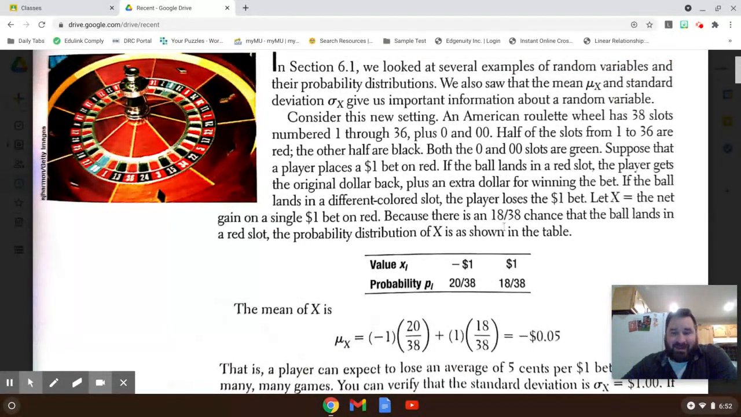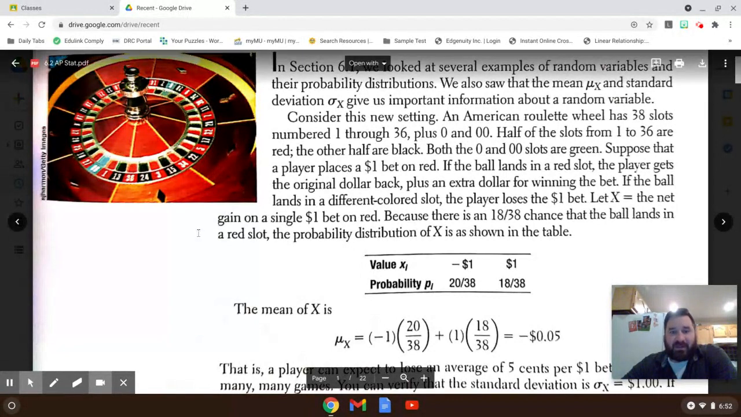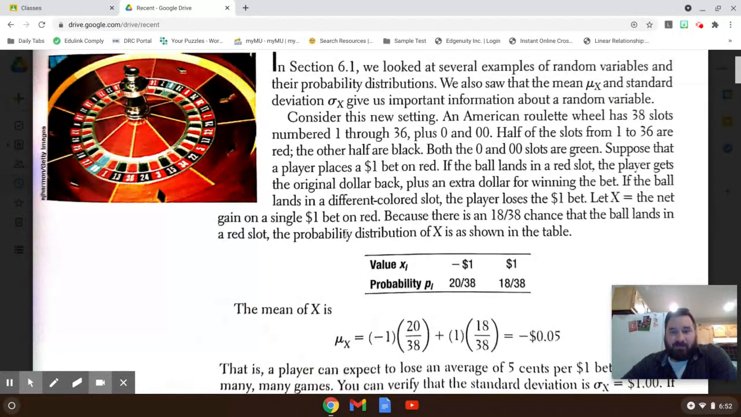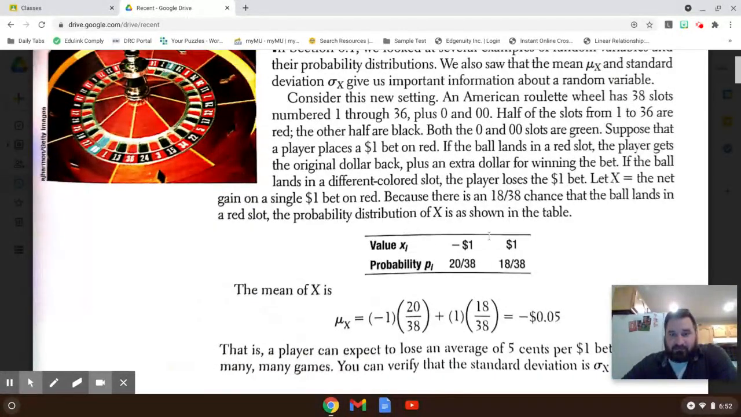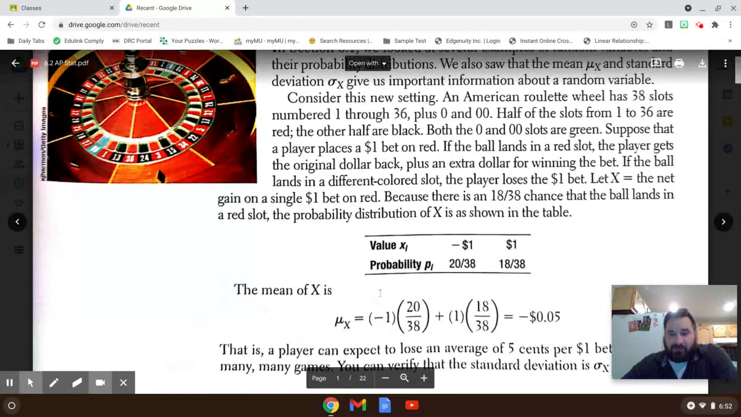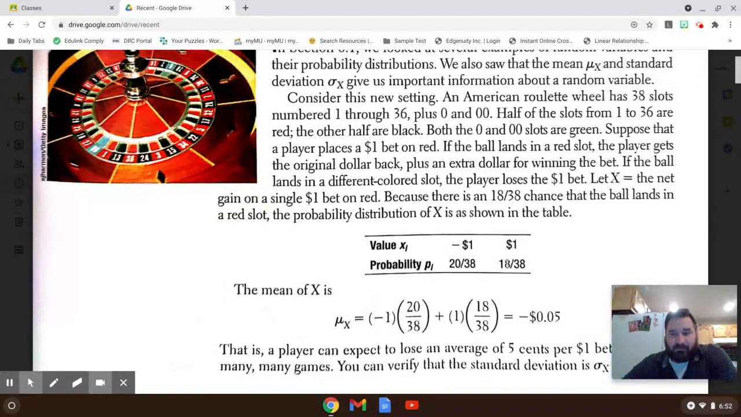Because there's an 18 out of 38 chance that the ball lands in a red slot, the probability distribution of X is shown below. So this is kind of like what could happen. Well, you could win a dollar, you could lose a dollar. They're the only two outcomes there. You're either going to win a dollar or lose a dollar. So there are two outcomes, the sample space, and the probability of each outcome. It's right here. So this is where we win a dollar. There's 18 red spots out of 38. And this is where we lose a dollar. So there's the 18 black and then there's the 2 green. So that's why it's 20 out of 38.